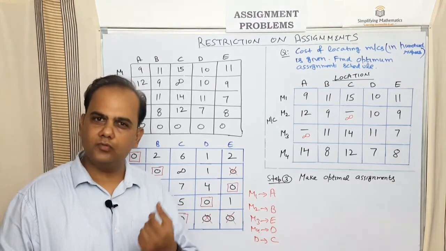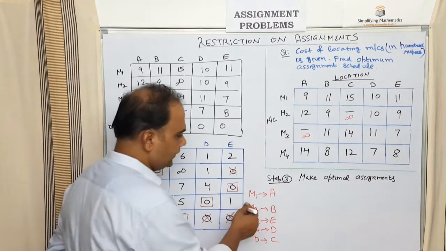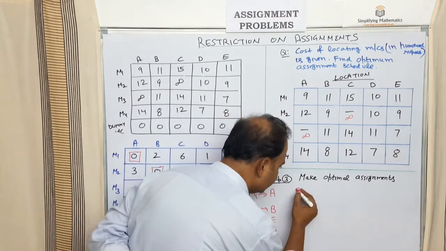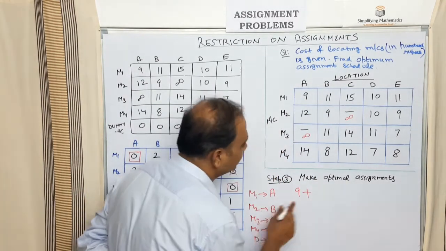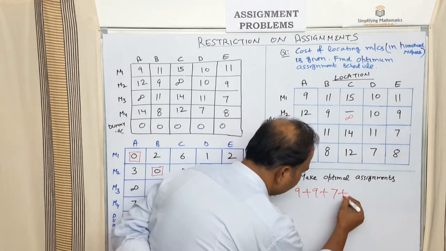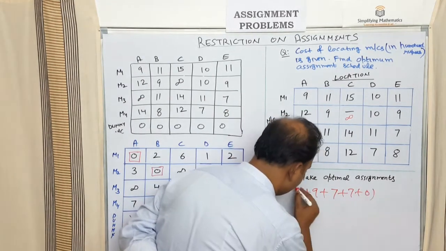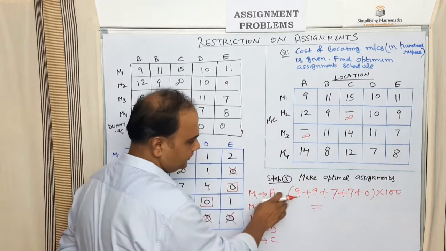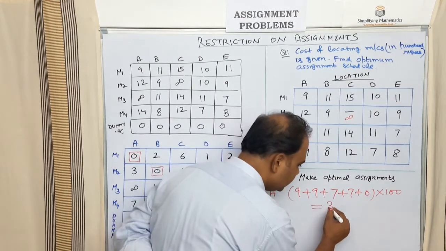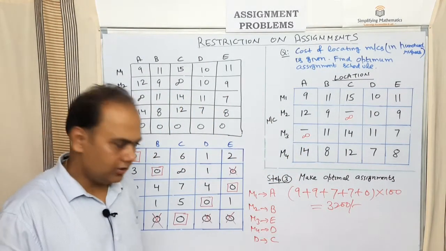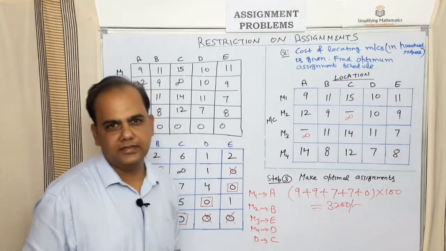If you are asked what the total cost is, you find it out. If machine M1 is located at location A, the cost is 9. M2 to B is 9. M3 to E is 7, plus 7, plus 0. If you multiply, because it is given in hundreds, this comes out to be 3200. So this is the minimum cost by making this assignment schedule.